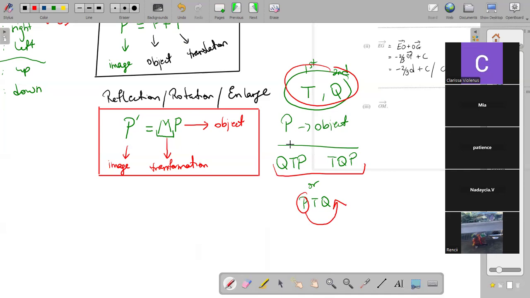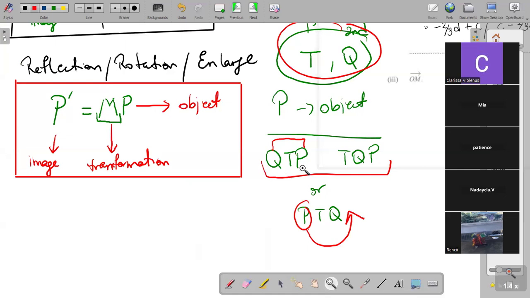Excellent job, everybody. For those who said it, the answer is this one. Very good. Because the one that is done first is closest to the P. T was done first. P was transformed by T first. And then after came the Q. That's why it's the furthest away from the P. If you got it, you got it.